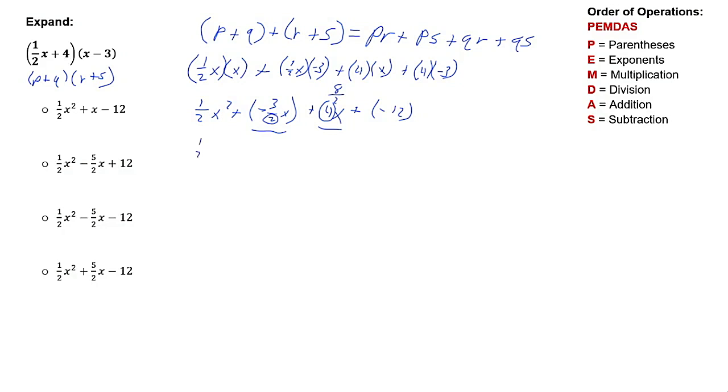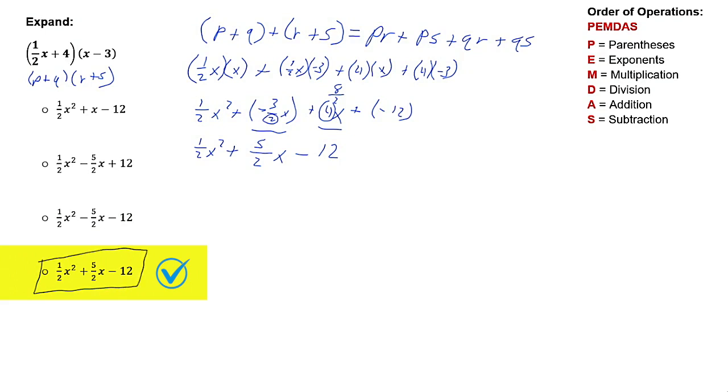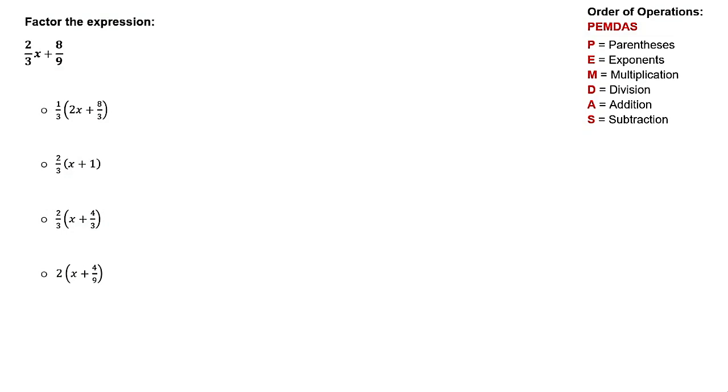So now we have 1/2 x squared plus, and then 8 minus 3, that gives us 5 halves x, minus 12. So that's our answer, 1/2 x squared plus 5 halves x minus 12. Great job. Factor the expression 2/3 x plus 8/9.